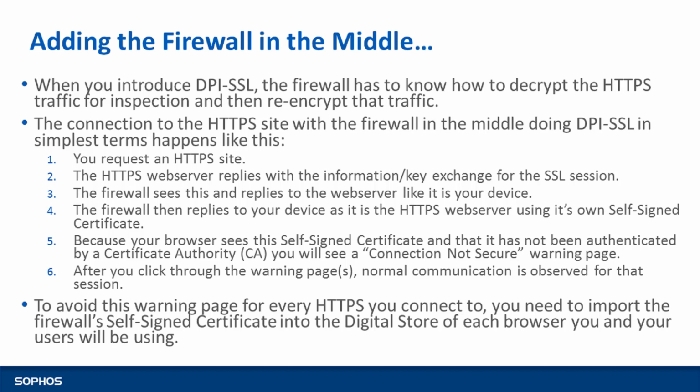The firewall sees this and replies to the web server like it's your device. The firewall then replies to your device as if it is the HTTPS web server using its own self-signed certificate. Because your browser sees this self-signed certificate that has not been authenticated by a certificate authority, you will see a connection not secure warning page. After you click through the warning pages, normal communication is observed for that session.